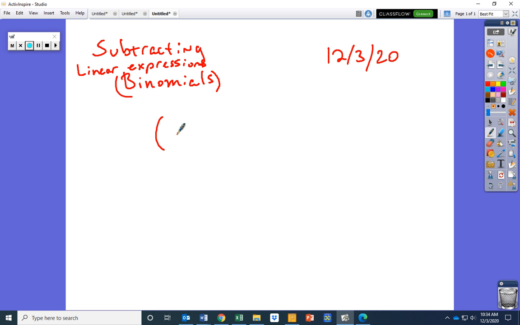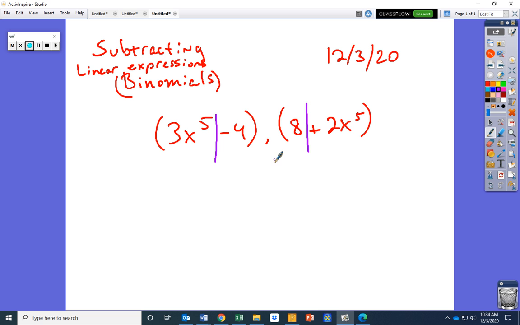If I had something like 3x to the fifth minus 4, and I was combining that or adding to that, let's say 8 plus 2x to the fifth. Okay. When I did this yesterday, the first thing I did was what? Separate the terms, right? Because all I'm doing is really just like combining like terms. I just have these in binomial format.